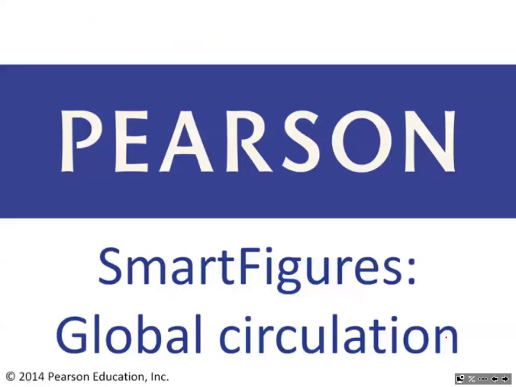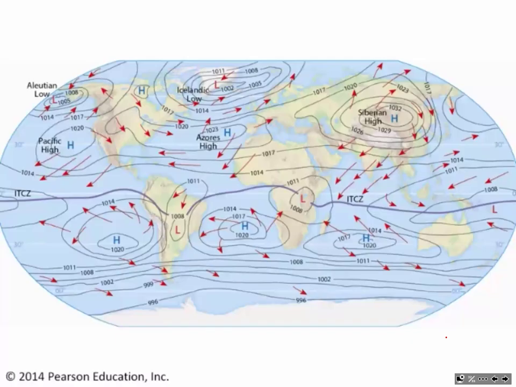So here is a short video about the global circulation pattern, the general circulation pattern of the air over the entire globe. Hello, this is Callan Bentley. Welcome back for another Smart Figure. This time, let's take a look at the global circulation of air in the atmosphere. If you look at an average global circulation map for the month of January, it looks something like this.